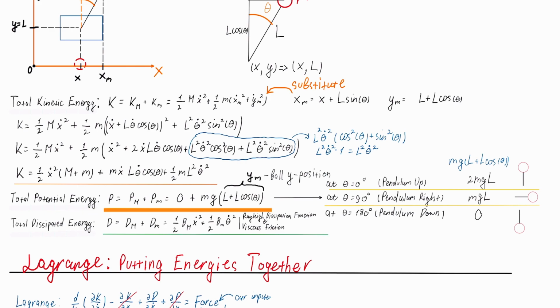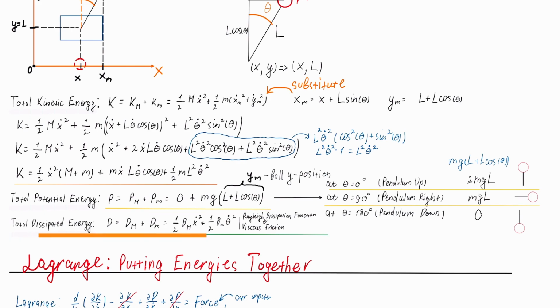However, because the cart can only move in the x direction, its potential energy is 0. Total potential energy equals m times gravitational acceleration g times the y position of the ball. Note that when theta equals 0, the pendulum is pointing up, and when theta is 180, the pendulum is pointing down.